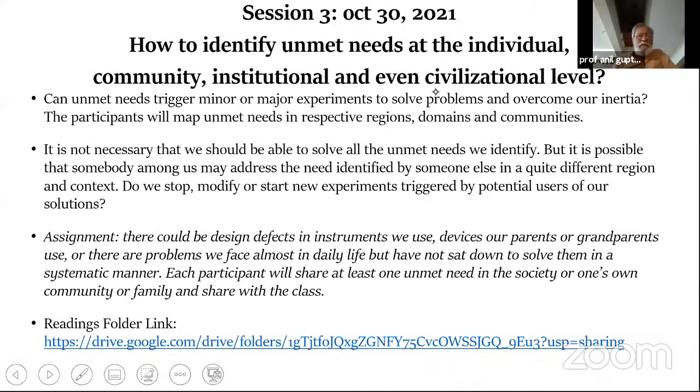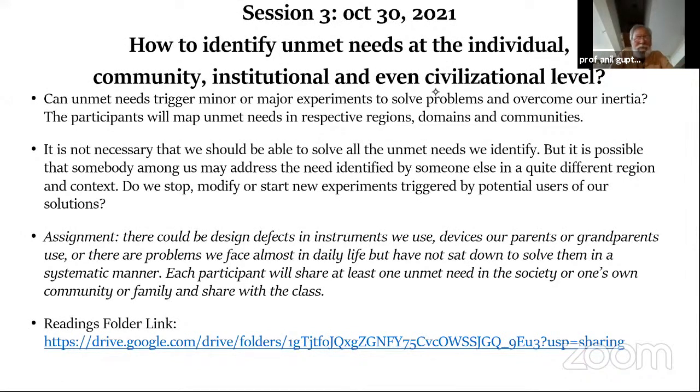Third session is on identifying the unmet need. So in this session, each one of you will bring an example. Some of you will bring the example in the next class, some will bring it up to the 30th class. And you can send it by a spreadsheet we will share. Ashwini or Anamika, one of our team members, will share it.